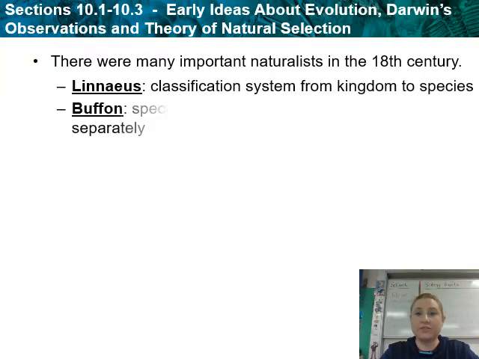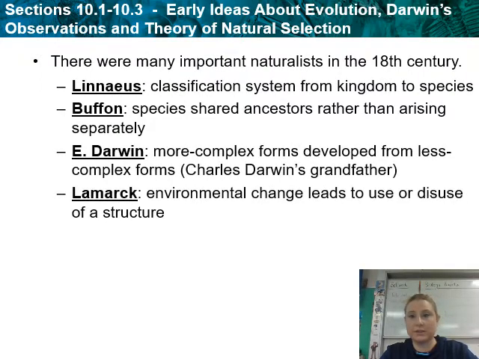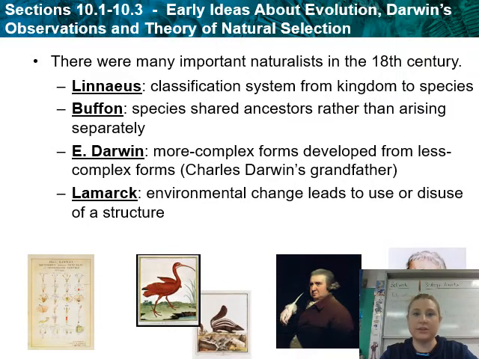Okay, so there were actually very many important naturalists in the 18th century that helped to lead to Charles Darwin, and we'll talk about him in a few minutes, but to this theory of natural selection and therefore evolution. And so you need to know a few of these gentlemen. So we have Linnaeus, who came up with a classification system for organizing all the living things on the planet. Buffon, whose species shared ancestors rather than arising separately, so they were groupings of species that shared these ancestors.